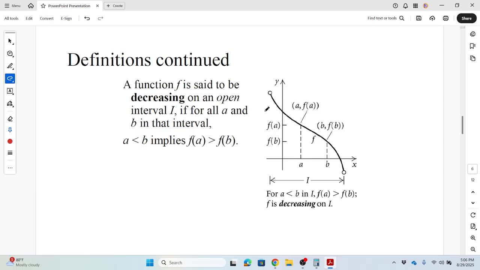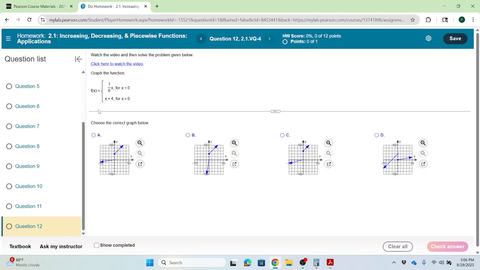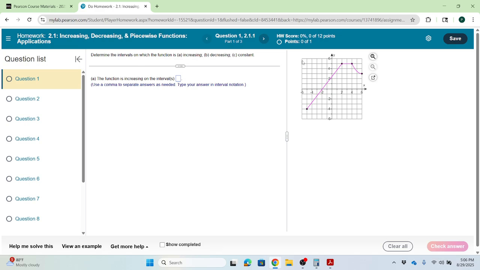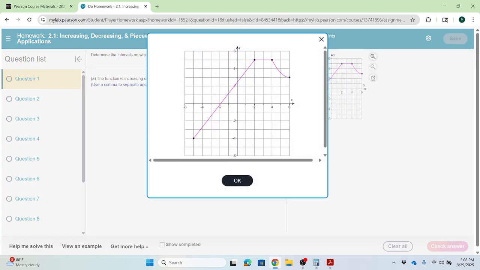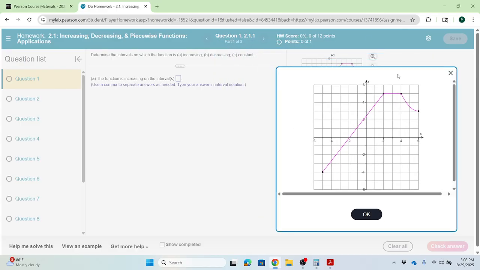And then similarly, decreasing means the opposite case. The value at b is less than the value at a. And constant means the value doesn't change. The value of the function is always constant. So it's a horizontal line. So let's look at some examples from the homework problems. Look at this graph and tell me where this function is increasing and decreasing or constant.